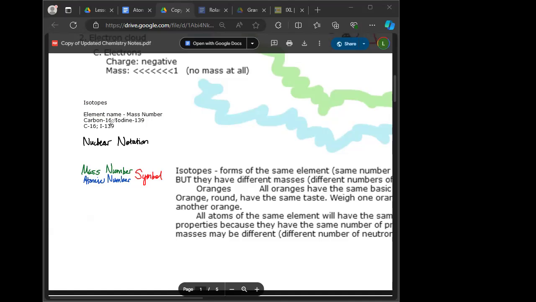Okay, so if I'm still writing the carbon example, so we could do 16C or 16,6C, like that.